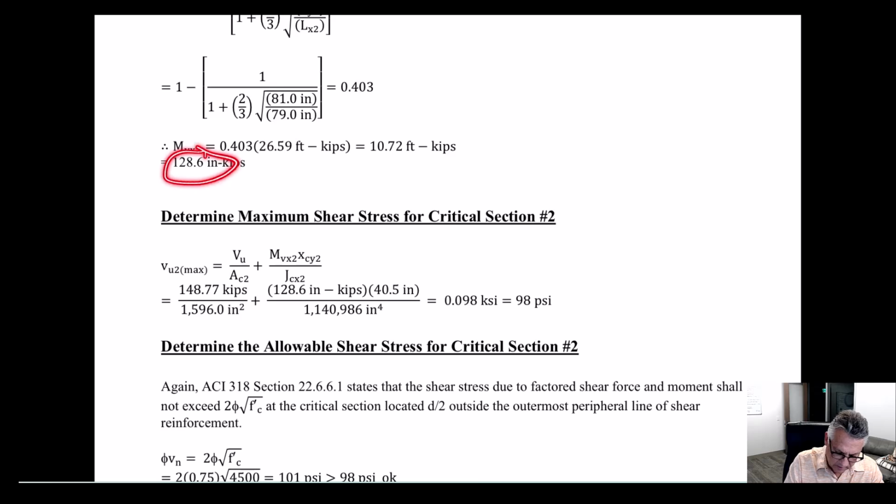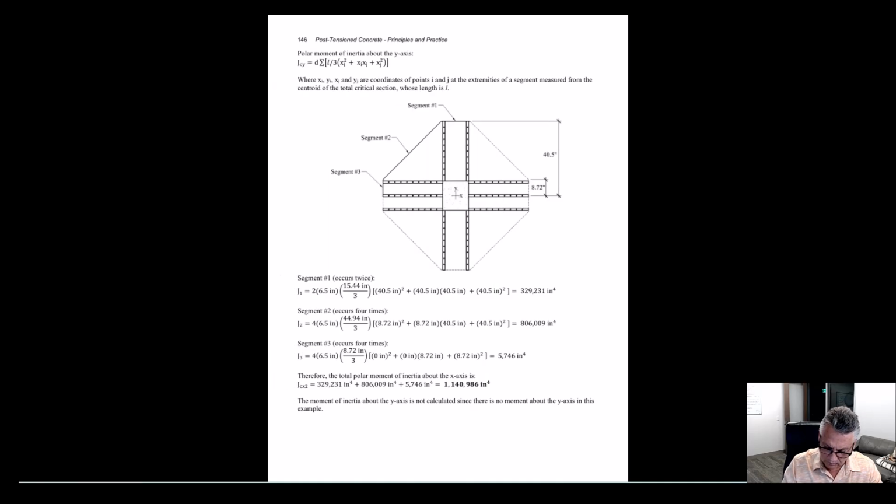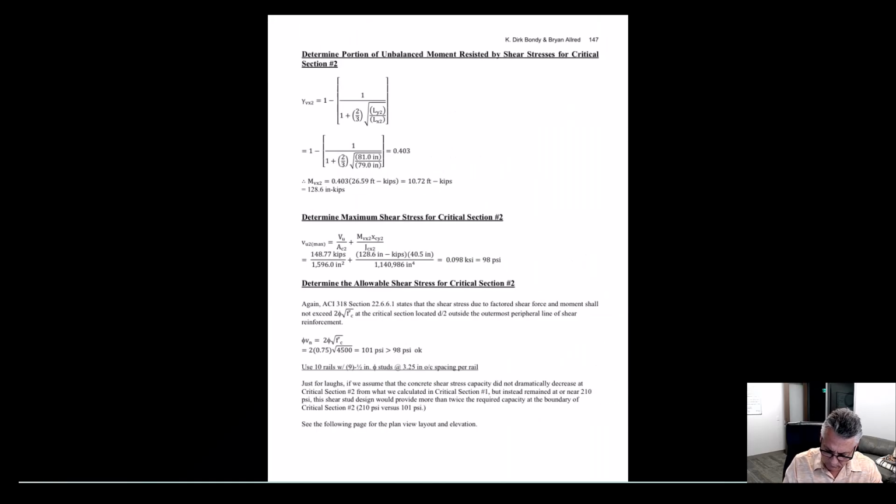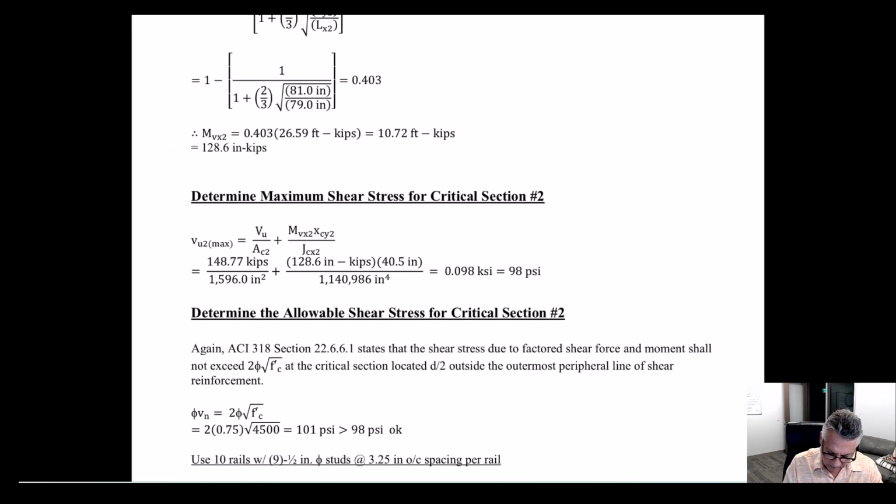So we had that unbalanced moment in inch kips, multiplied by, remember, this is the distance from the centroid of the section to the extreme edge that we're interested in. So that was 40.5 inches. Hopefully you remember that. Divided by that whole torsional moment of inertia that we calculated, and we get 98 psi.